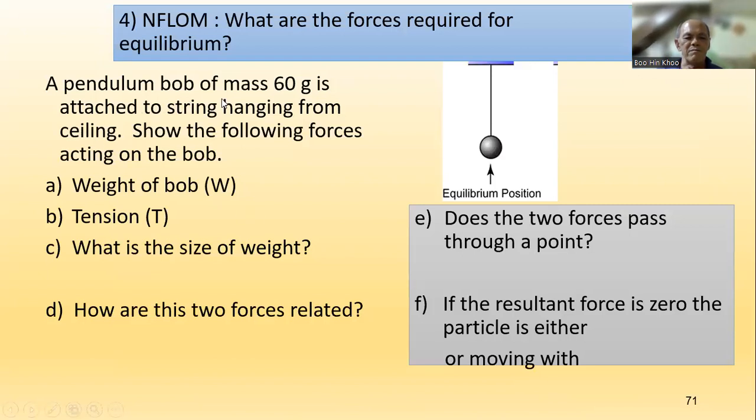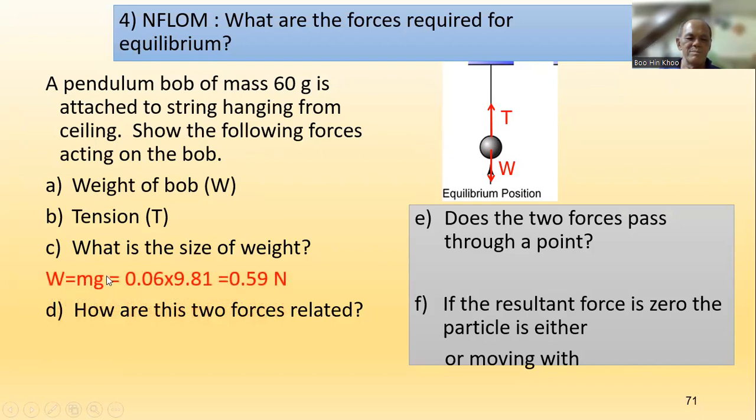A pendulum of mass 60 grams is attached to a string hanging from the ceiling. Show the forces acting on the board. From the center of gravity is the weight. Tension pulling up on the board by the string, T.